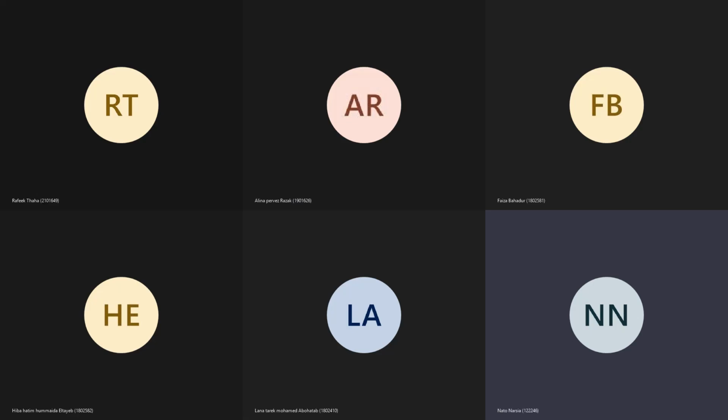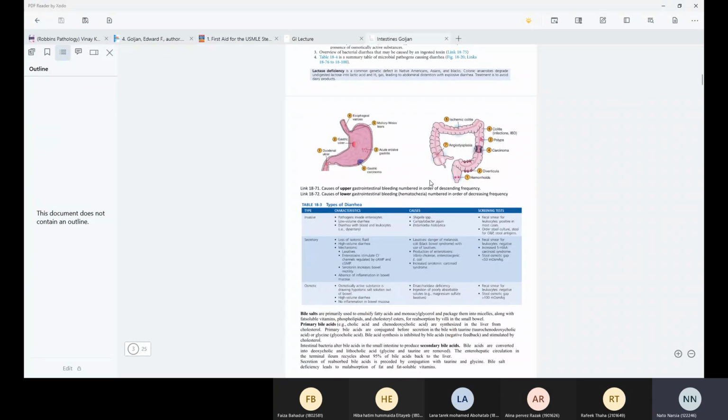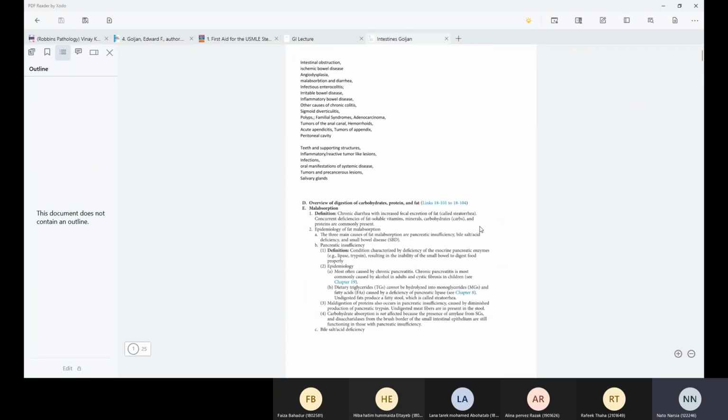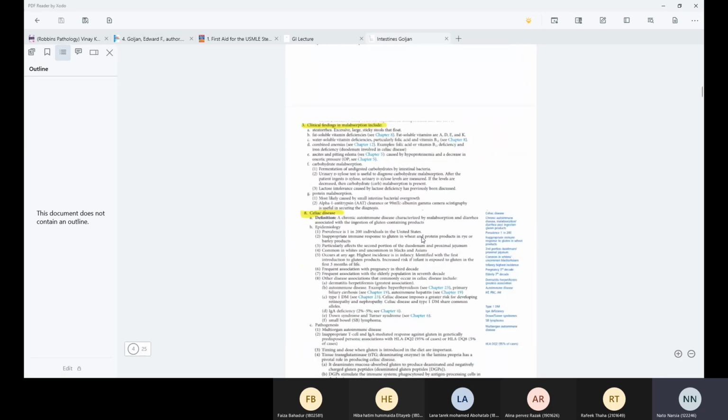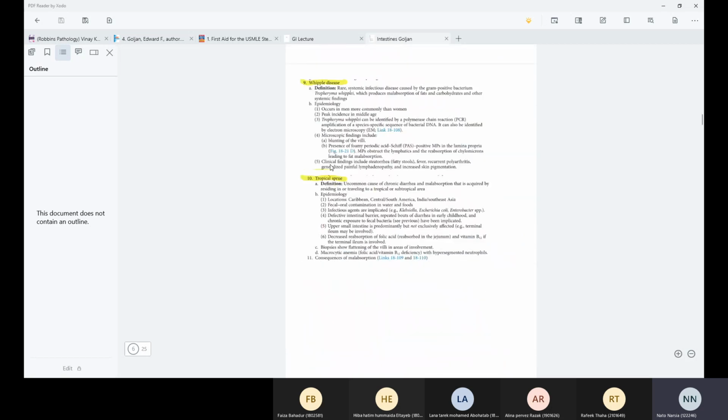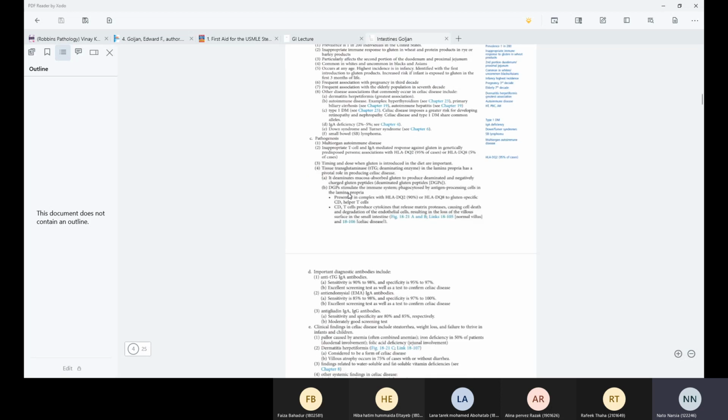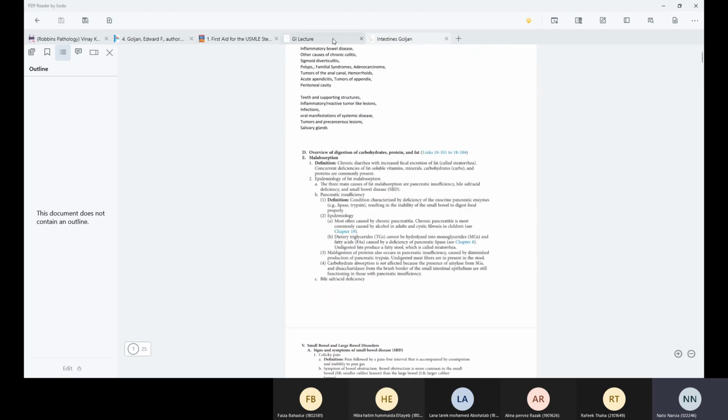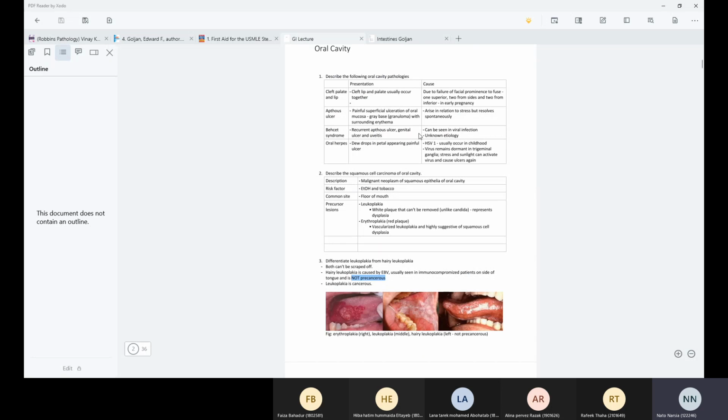So what you need to know, I will send this, it's only the Golian part, okay? Golian is a very good book for GI pathology, after Robbins, because there is some information that is not in Pathoma, for example. So I will send this one. Here is highlighted all important information, and you can start from it. But the lecture I will give you from this part.